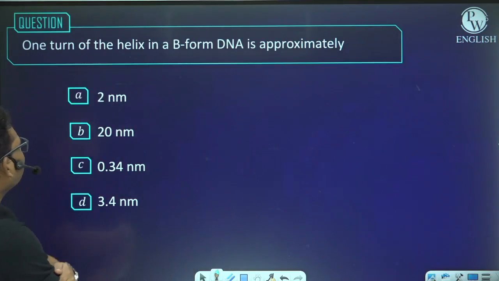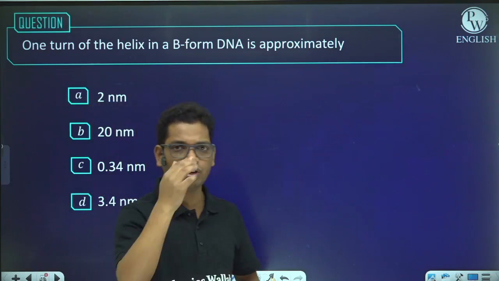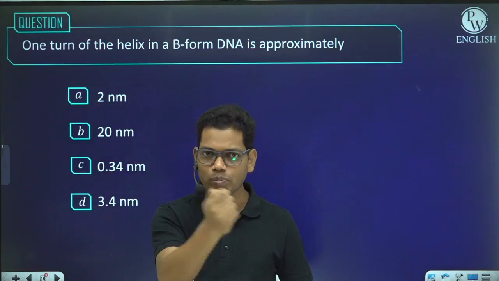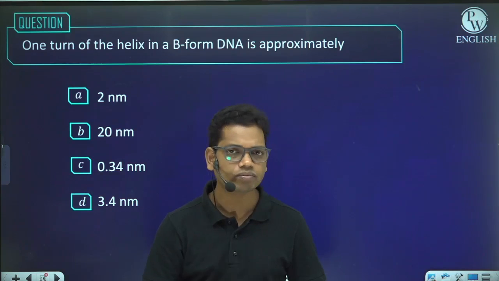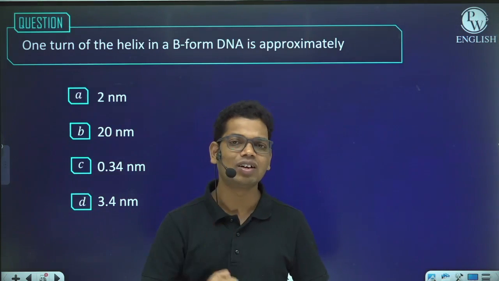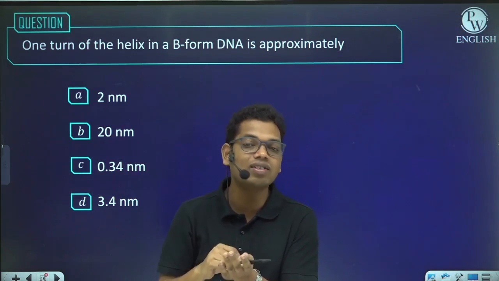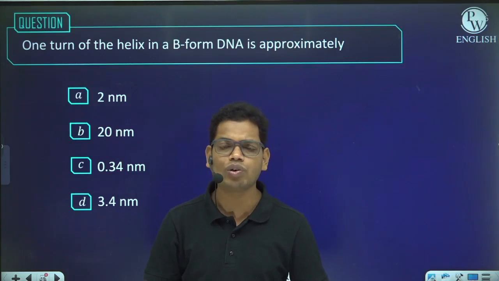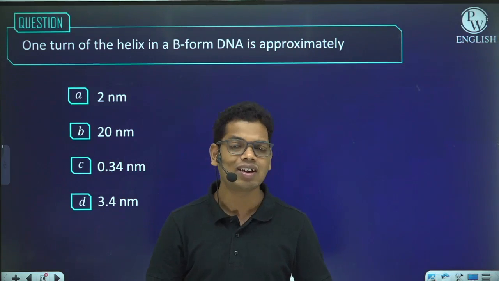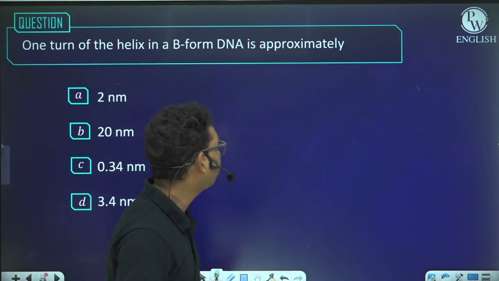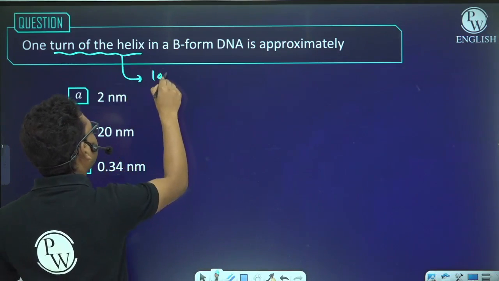Next, one turn of helix of B form of DNA is approximately. We know that DNA is helical in nature. So when the DNA undergoes one complete turn, that means when it coils for 360 degrees. One complete turn means 360 degrees. The rise of the helix is about 3.4 nanometer, or I can say 34 angstrom. And one complete turn of the DNA helix contains 10 base pairs. So I will write over here that one turn of the helix contains 10 base pairs.